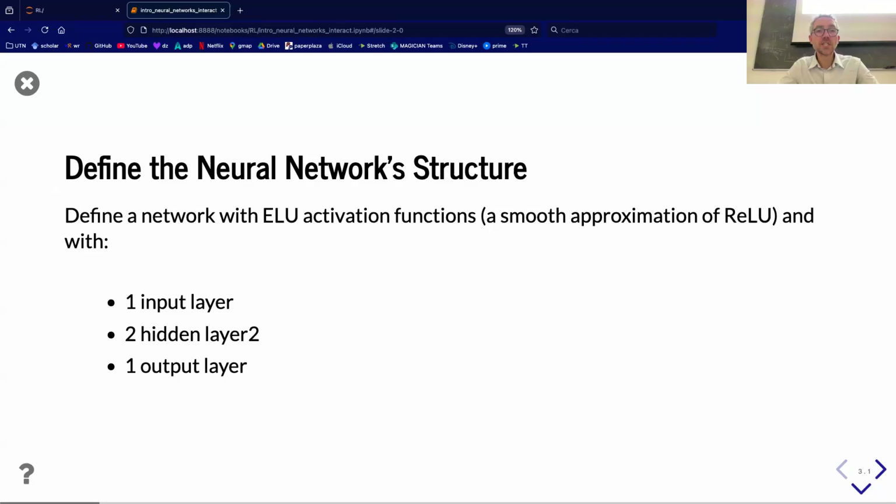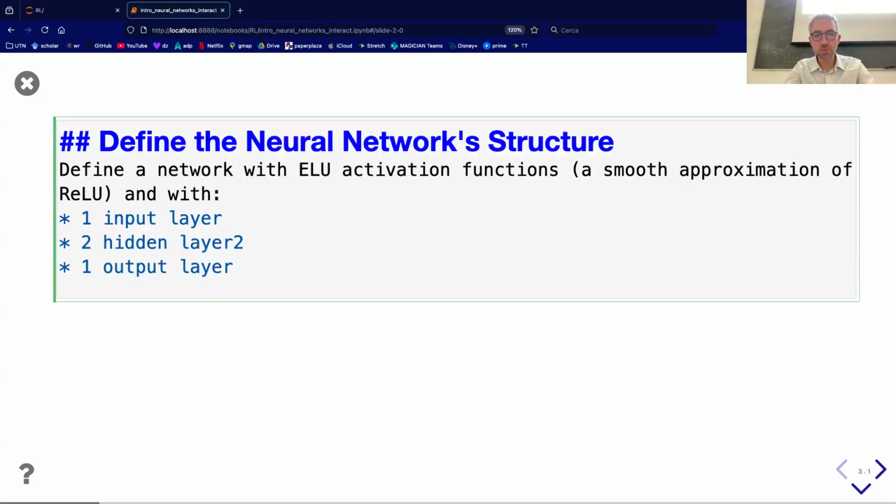First of all, we're going to define the structure of the neural network. We have seen last time that neural networks are structured in layers, and each layer is made of a list of neurons. In this specific case, we're going to work with a neural network which has one input layer, one output layer, and that's always the case. You always have one input and one output layer. And then what you need to decide is how many hidden layers you need to have.